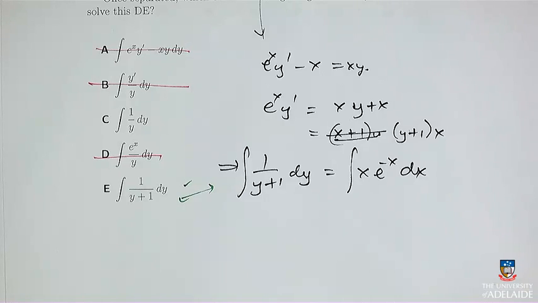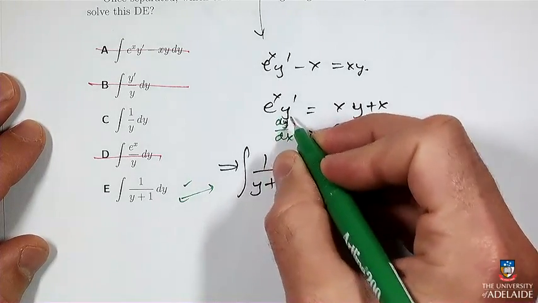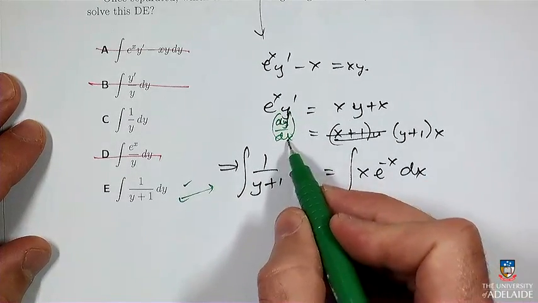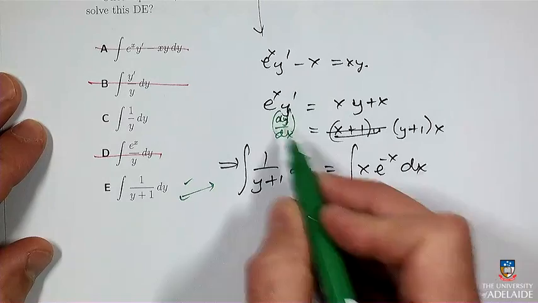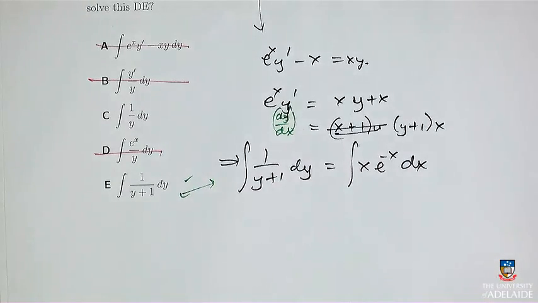So the y dash is actually dy dx, right? That's this. And so the dx goes on this side, and the dy stays where it is, right? So it's a bit sneaky to write it as y dash. It's easier if you write it as dy dx, because then you can see the top part of the fraction is y, and the bottom part is x.